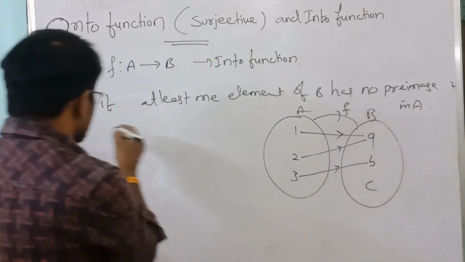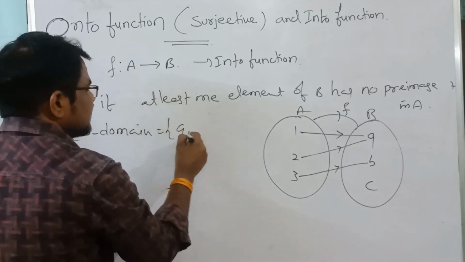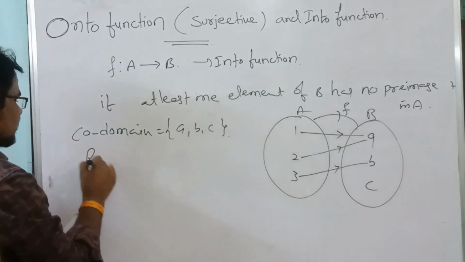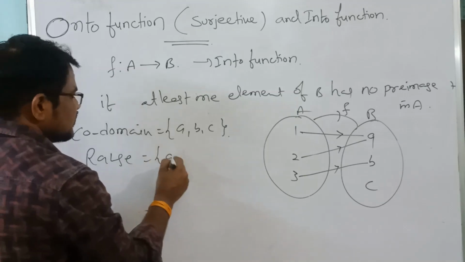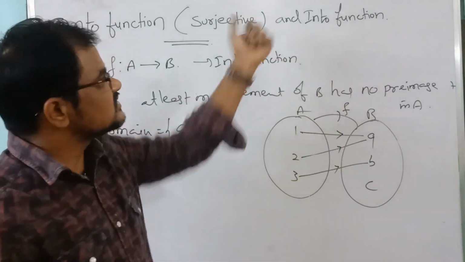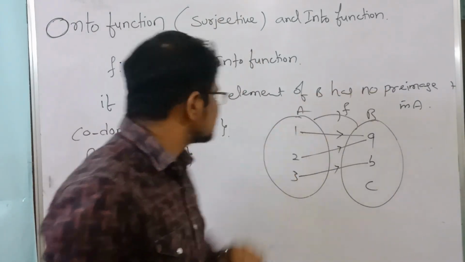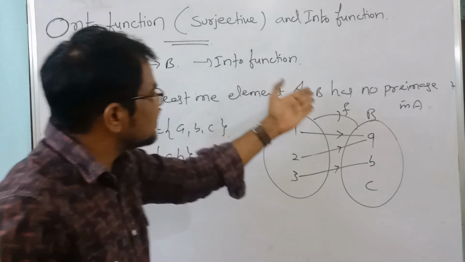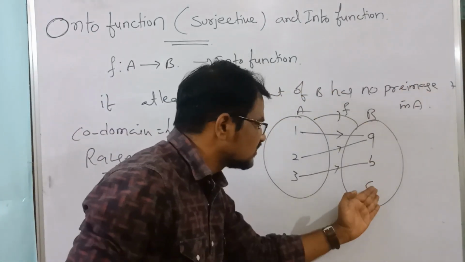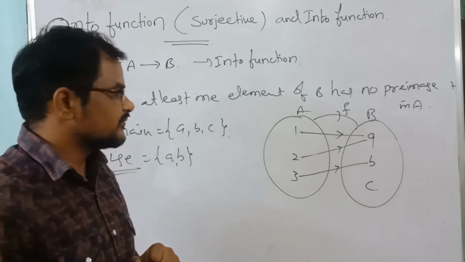A, B only. Here codomain is equal to A, B, C. Now what about the range? Range is equal to A, B only. Means codomain is not equal to range. Then it is what? Into function. Otherwise, observe this definition: at least one element of B has no pre-image. So for one element there is no preimage, right?